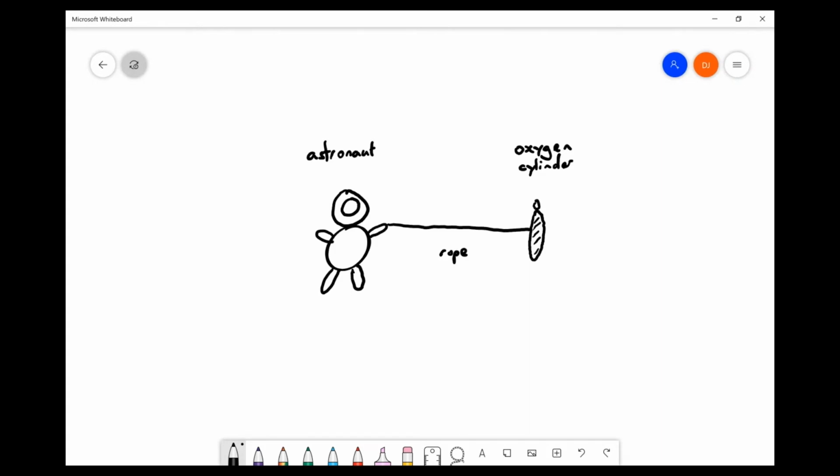What about this situation? Deep space, astronaut, oxygen cylinder. Astronaut pulls on the oxygen cylinder, a pulling force via the rope. What's the Newton's third law pair? Pause, think. The oxygen cylinder pulls the astronaut to the right with an equal and opposite force of the same type, tension in the rope. Now, the oxygen cylinder is probably less massive than the astronaut, and so it will accelerate more.